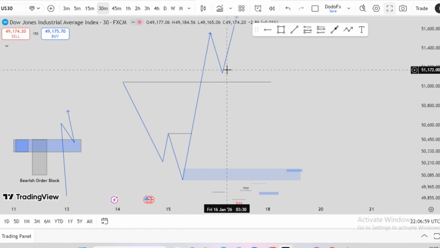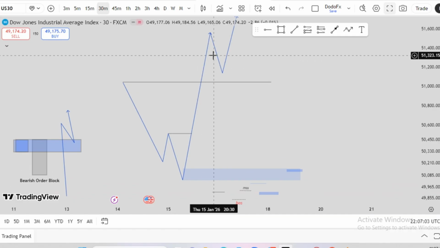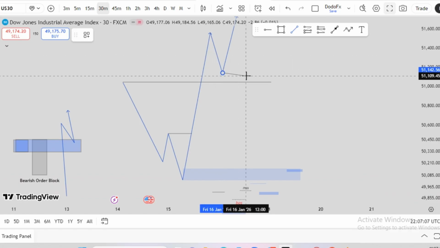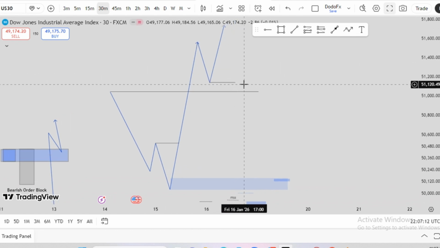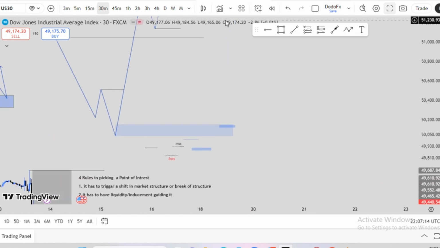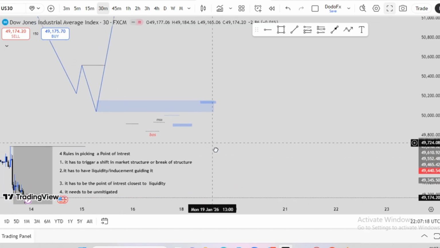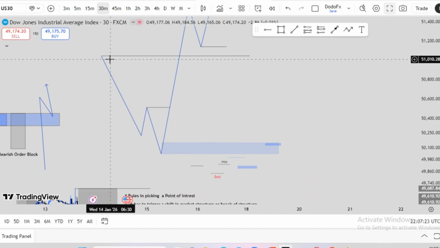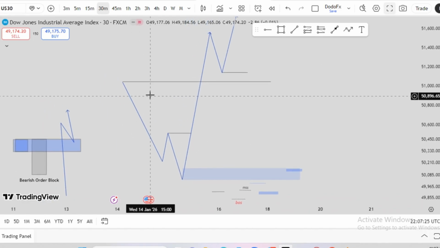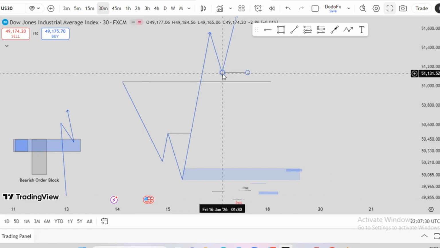And it says the first pullback, the first valid pullback the market did, is your liquidity. Let's say this is our liquidity. Let's mark it out. This is our liquidity. So if you're going to pick a point of interest now, you're expected to pick the point of interest closest to your liquidity. Are you going to pick this order block as your point of interest, or this breaker block? We are going to pick this breaker block as our point of interest because it's the one closest to liquidity.